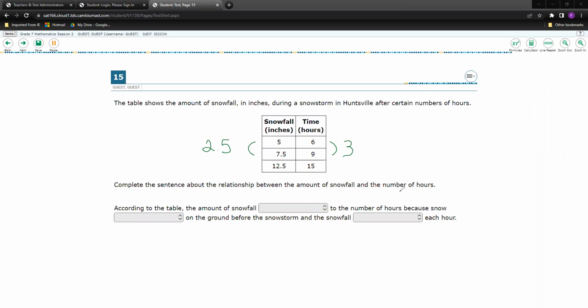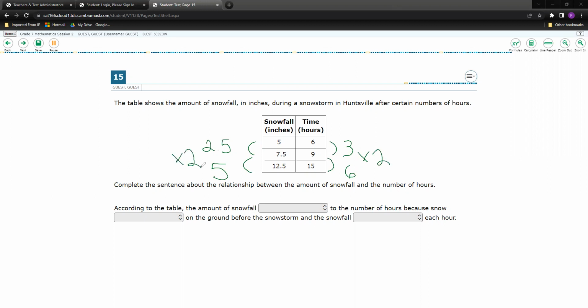The table is missing the value of 10. So it jumps. Now it's going to jump from 9 to 15, which is 6. That's okay because that's 2 times 3. And from 7.5 to 12.5 is 5. So that makes sense. So we can see the proportion because 3 times 2 is 6, and 2.5 times 2 is 5.